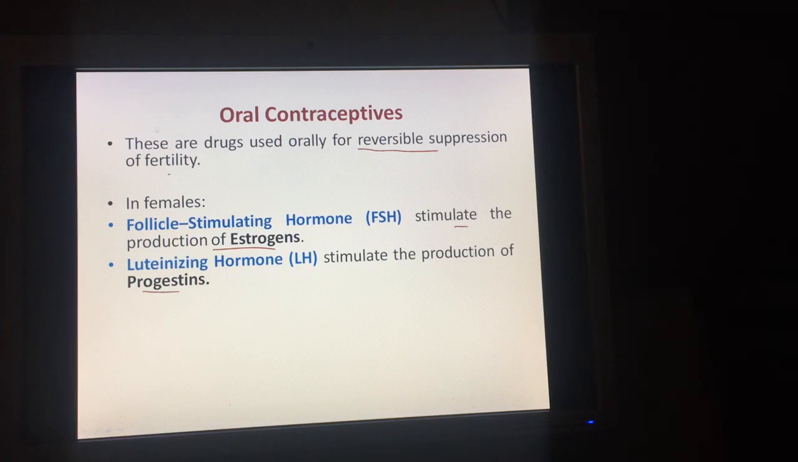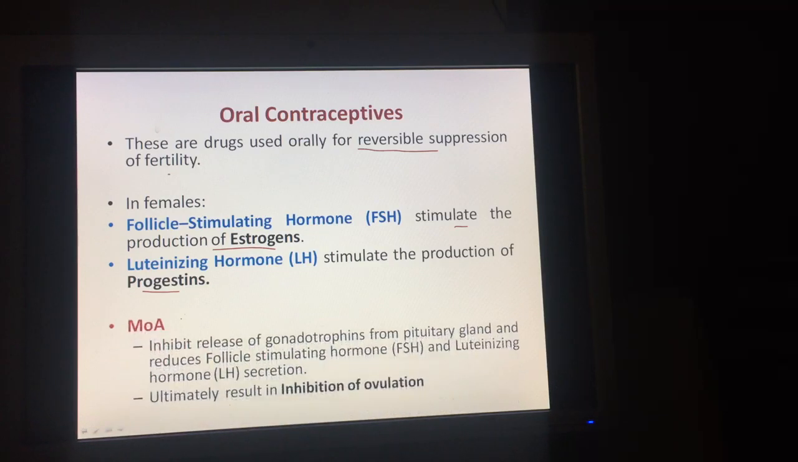Now these oral contraceptives act by inhibiting the release of gonadotropins from the pituitary gland and reduce the secretion of FSH and LH. Because of the inhibition of release of these hormones, the progestins and estrogens are not produced, or their production is reduced, and this ultimately results in the inhibition of ovulation. So this was the mechanism of action of these oral contraceptives that are used as inhibitors of ovulation.